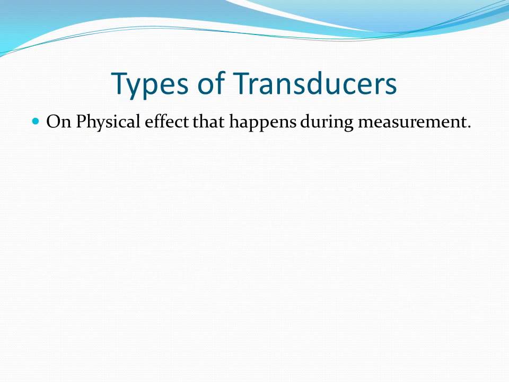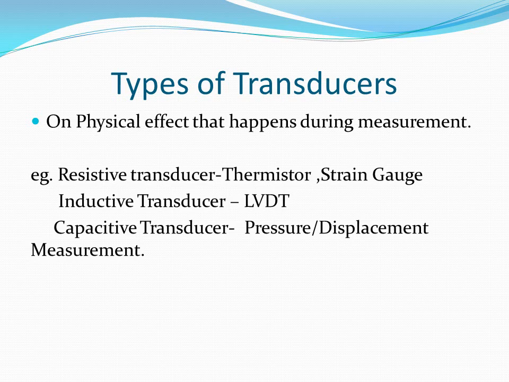The first classification of transducers depends upon the physical effect that happens during measurement. We know transducers are devices that convert energy in one form to another form. In most cases the energy in one form is a physical quantity, like a flow, a level, a pressure, or whatever it may be. So the physical quantity will be converted into an electrical quantity by means of some variations. So the first variation, if it is in terms of resistance, is called a resistive transducer.